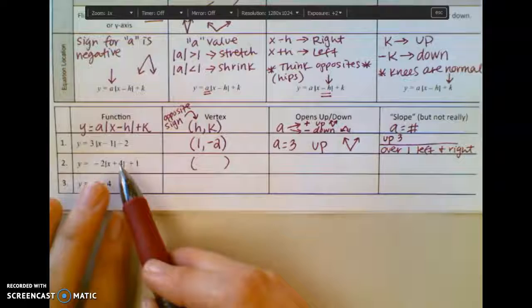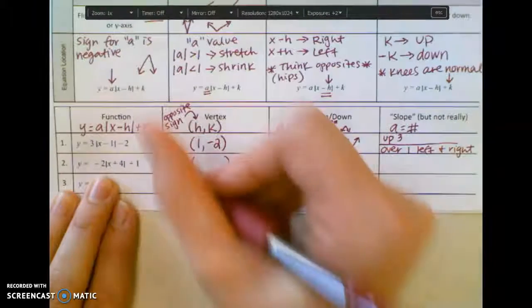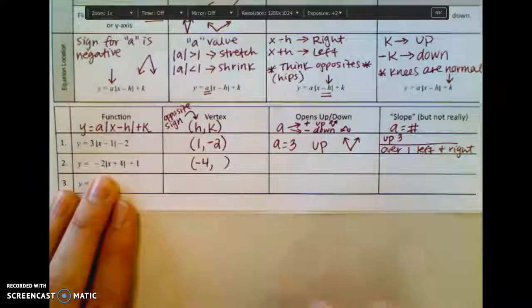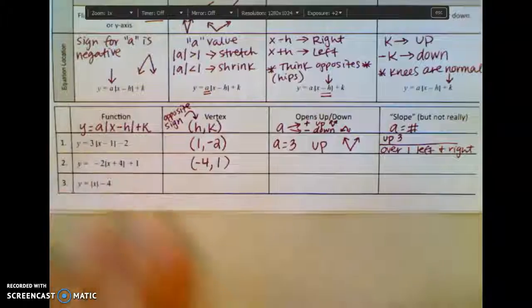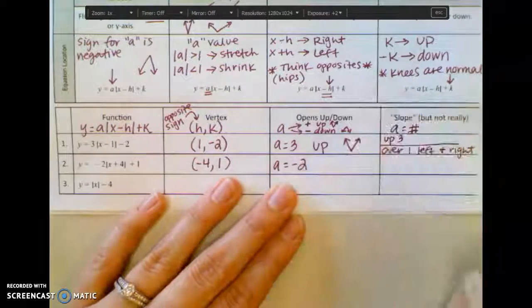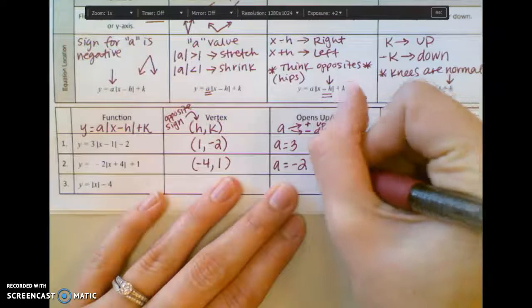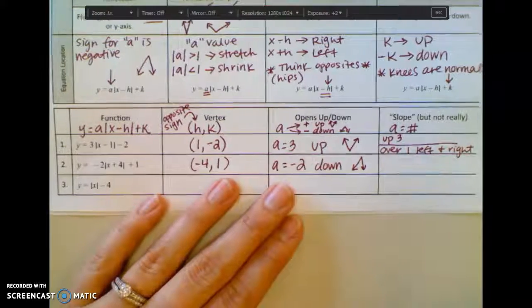The vertex, we take the opposite of what's on the inside. I have an h value of +4, so I take a -4. And then we just take whatever our k value is, which is a 1 here. Whether it opens up or down, we look at our a. Our a in this case is a -2. Well, if a is negative, that means it opens down. So here's what my graph will look like.